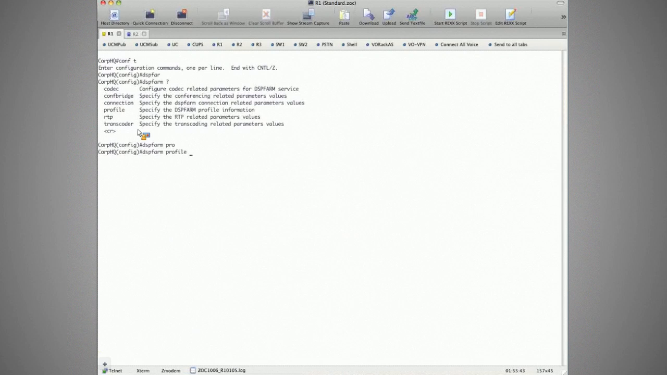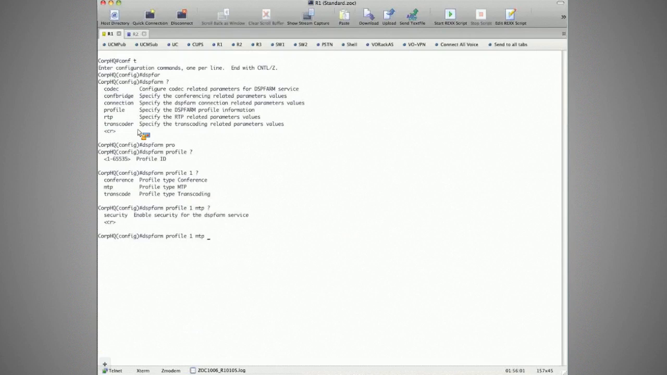For PVDM 2s, we create DSP farm profiles. So we assign a tag, profile ID, and then we have the ability to configure conference, MTP for media termination point, and transcoding. So let's configure MTP. Anything else? We could have security, but we're not dealing with security. We have a module all of its own.